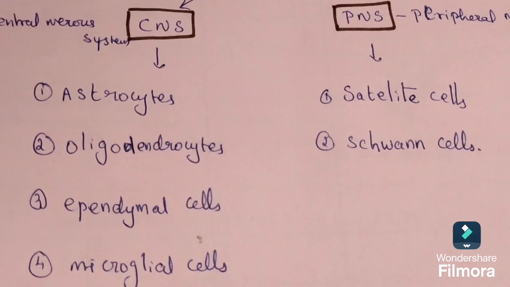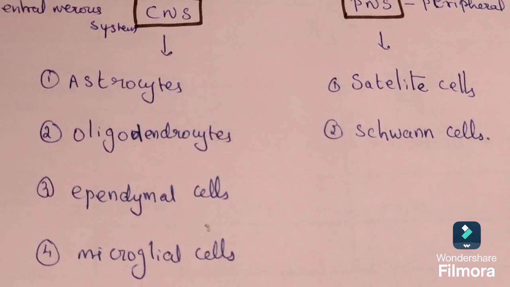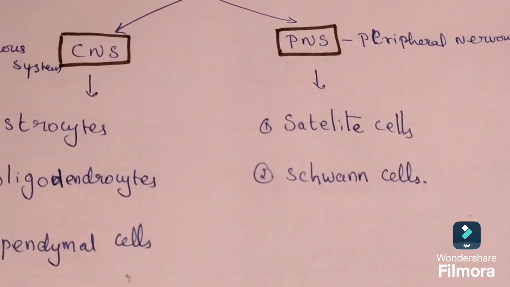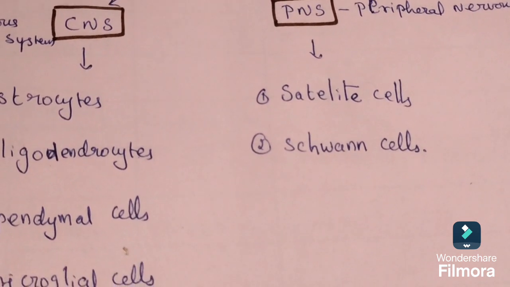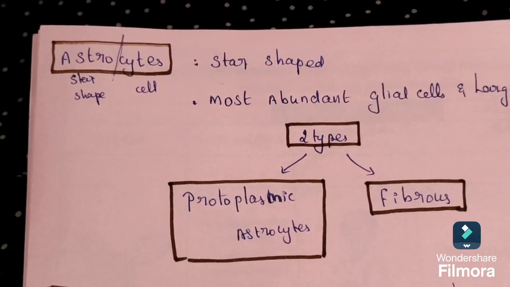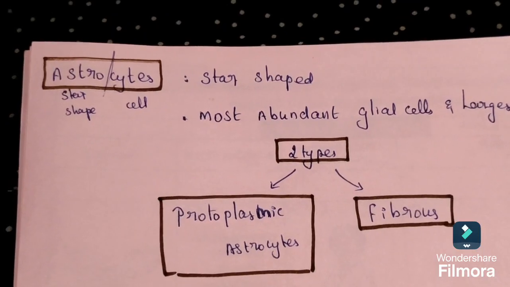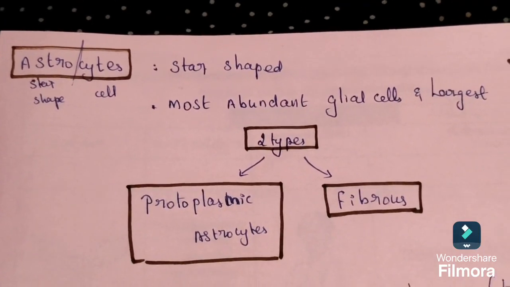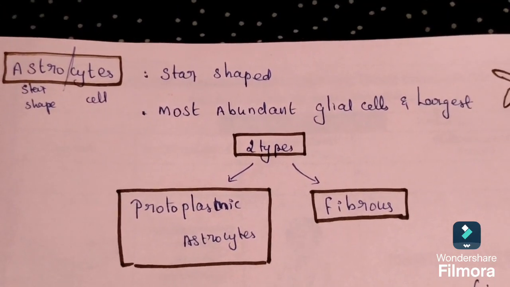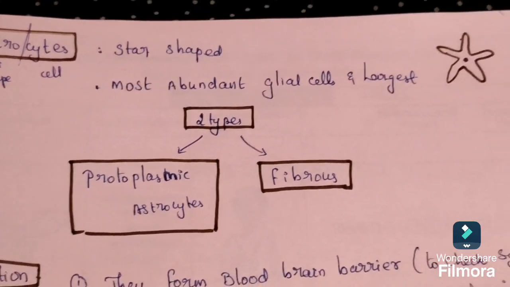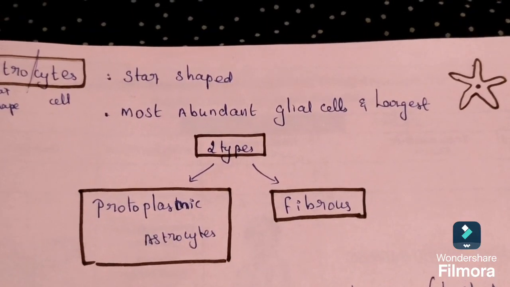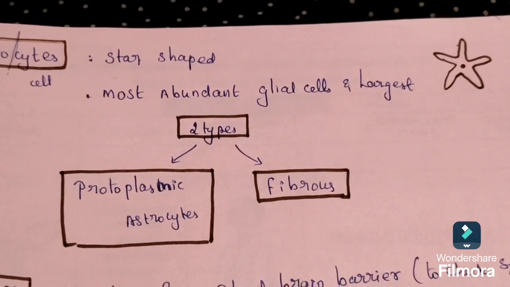So central nervous system: astrocytes, oligodendrocytes, ependymal, microglial. Peripheral nervous system: satellite and Schwann cells. First, start with astrocytes. The word represents it: astro means star shape, and cyte means cell. So these are star-shaped cells. They are the most abundant and the largest.